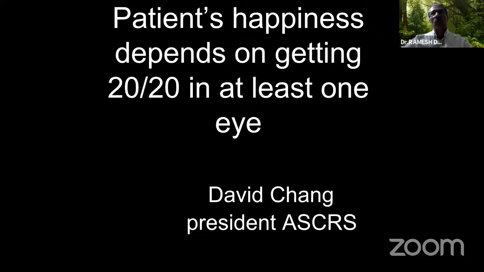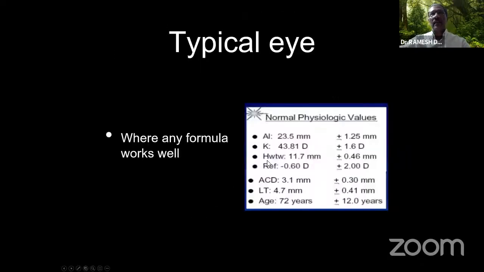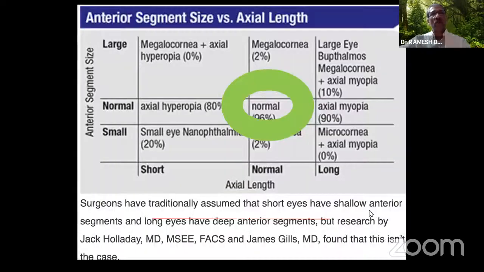We all know this old statement by David Chang that patient happiness depends on getting 20/20 at least in one eye. But this becomes difficult in atypical eyes. So this is a typical eye. It's easy for most of us to get the majority of our patients very close to plano in a typical eye. But in an atypical eye, and to understand what an atypical eye is, we have to go back to the seminal paper by Dr. Jack Holladay and James Gills, where they describe the 9 types of eyes.